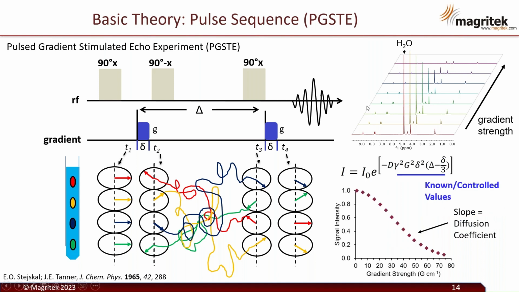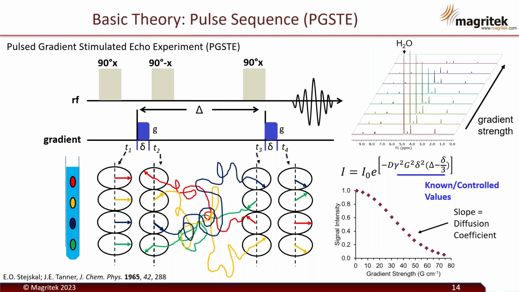So we can plot the signal intensity as a function of the gradient strength, and then fit the individual data points to this equation here. This is the Stejskal-Tanner equation, in which we pull out the slope, which is our diffusion coefficient. One thing to note here is that all of the variables in the Stejskal-Tanner equation are controlled through the experiment or through the spectrometer you're using. In turn, the only variable pulled out is from the slope, which is the diffusion coefficient we care about.